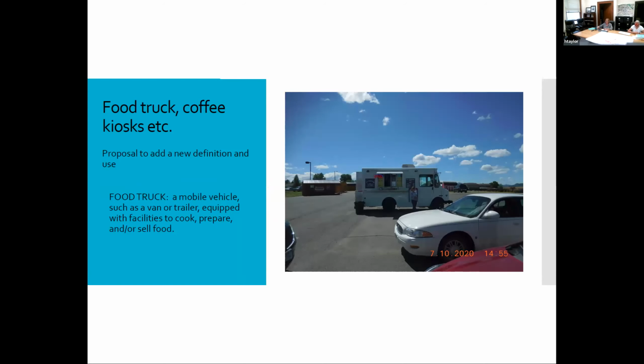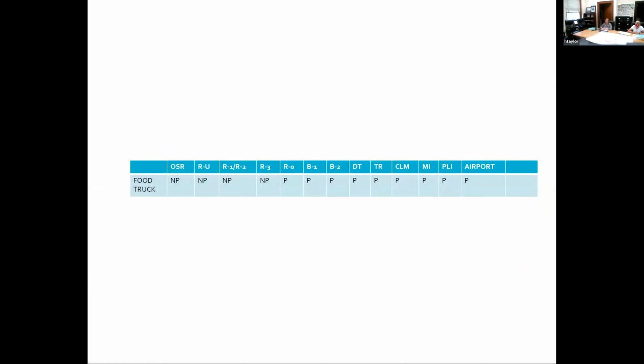So the first significant change that we'd like to talk about this evening is to add a new definition and a use for food trucks and coffee kiosks. The definition for food truck would be a mobile vehicle such as a van or trailer equipped with facilities to cook, prepare, and or sell food. Next slide, please.